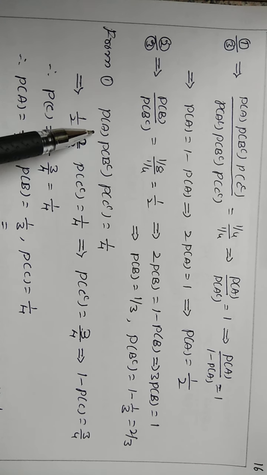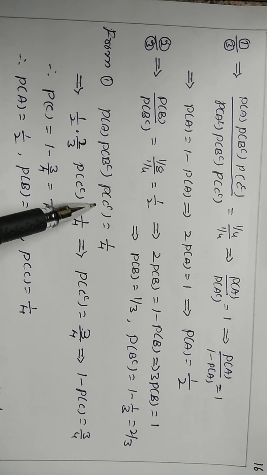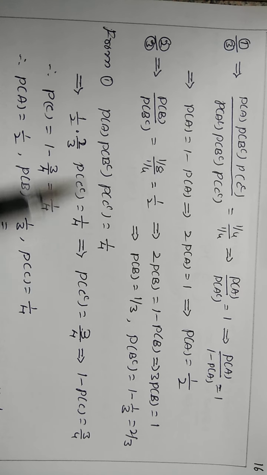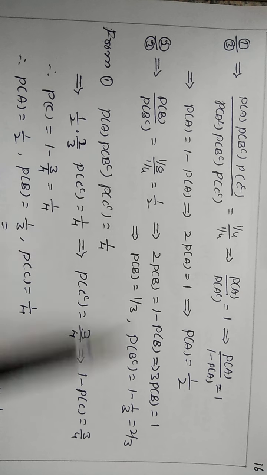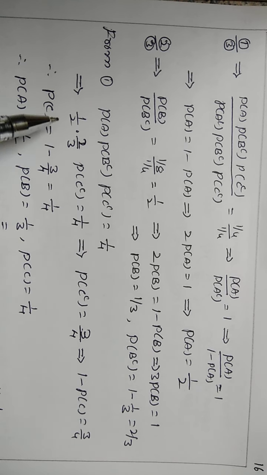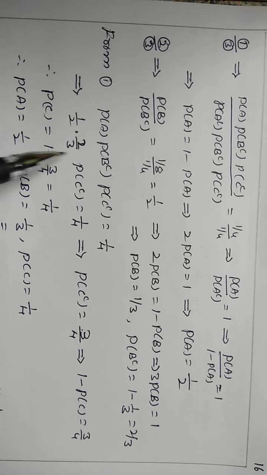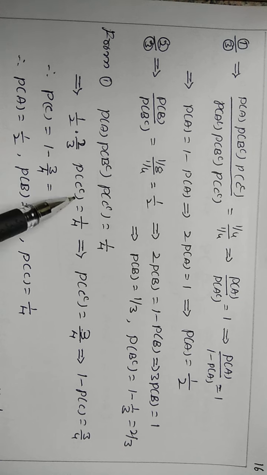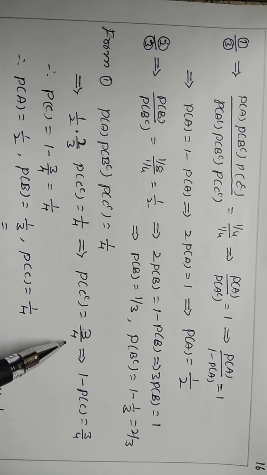From 1, P of A, P of B complement, P of C complement is equal to 1 by 4. Substitute the values of P of A, P of B complement. P of A is equal to 1 by 2. P of B complement is equal to 2 by 3. Into P of C complement is equal to 1 by 4. 2 to get cancelled. P of C complement is equal to 3 by 4.